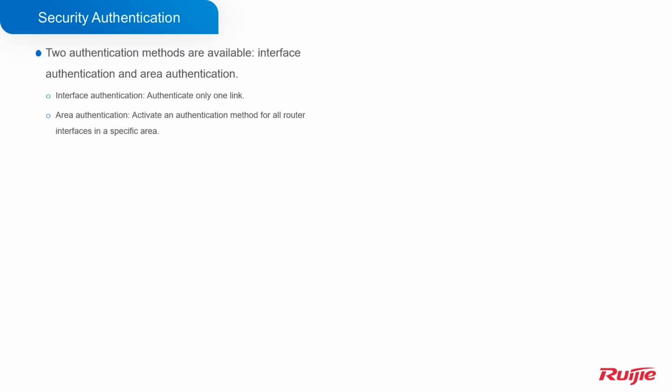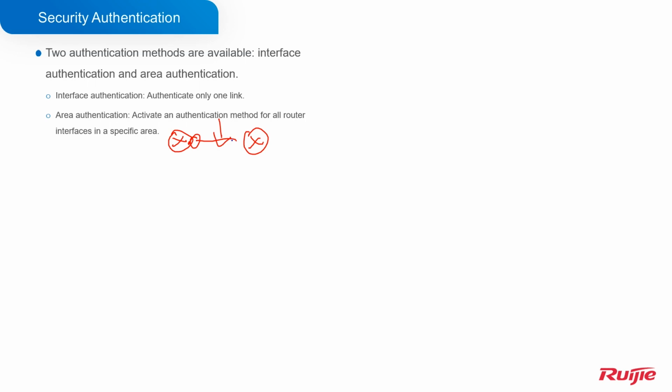So the difference is, if we enable the authentication function on an interface, for example, here we have two routers, right? So we enable the authentication function on the interface. It means the authentication applies only to this one link.